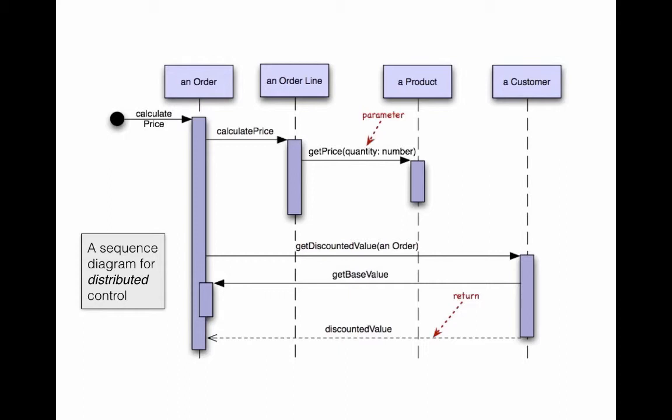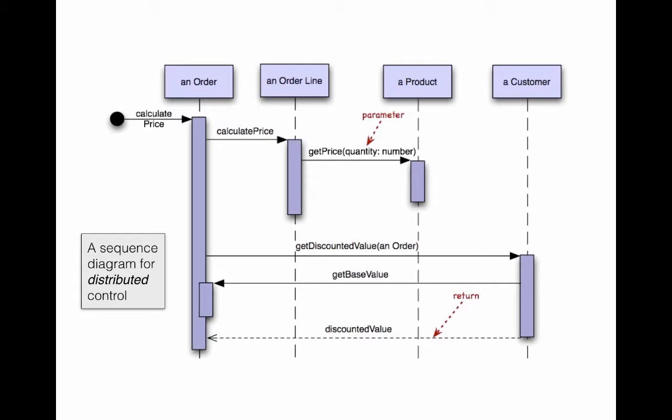Okay, let's get back to the sequence diagram. Here's what's interesting. This is a sequence diagram for the found message calculate price. But the other sequence diagram was also for the found message calculate price. Fowler refers to the other sequence diagram as being for centralized control, and he refers to this one as being for distributed control.